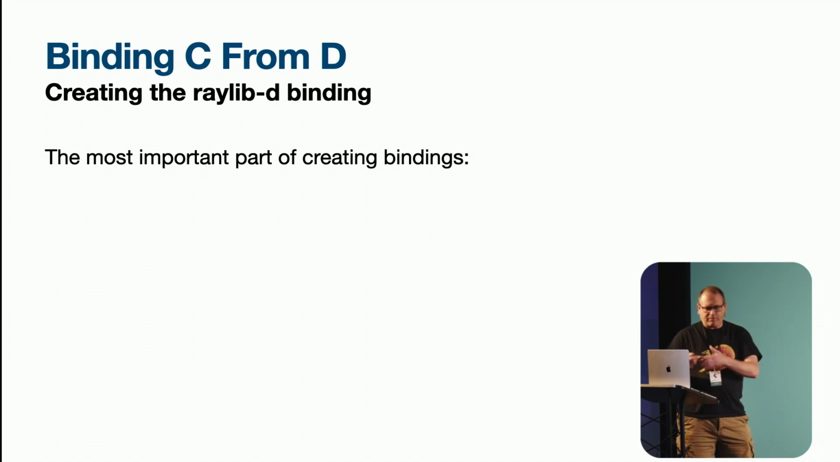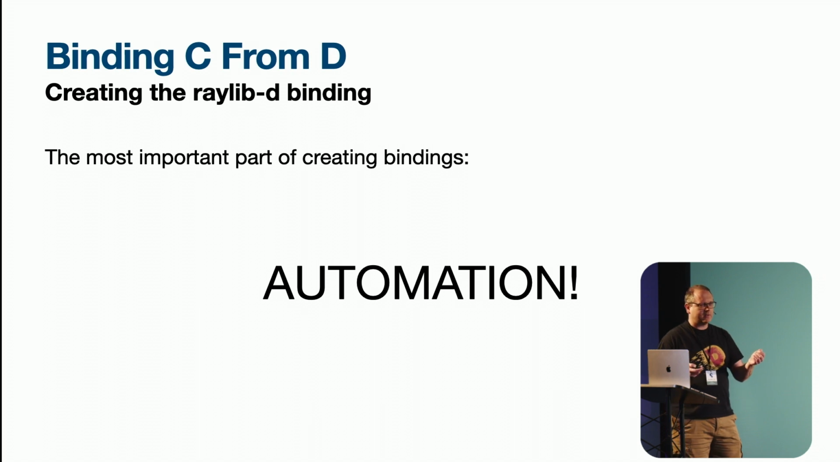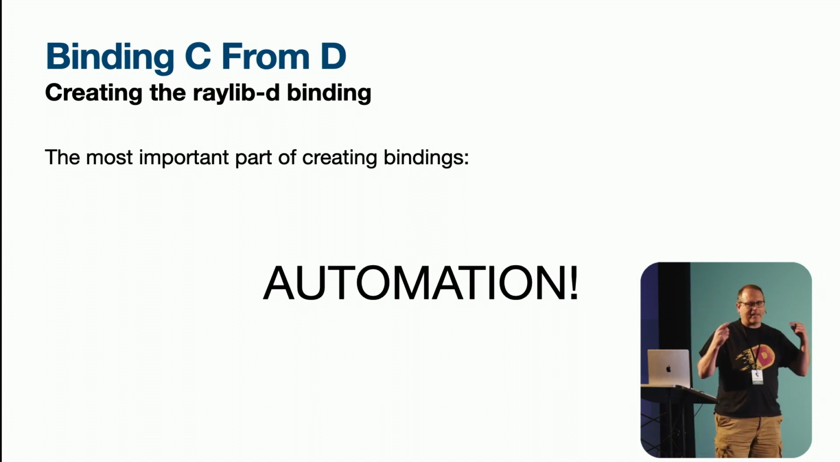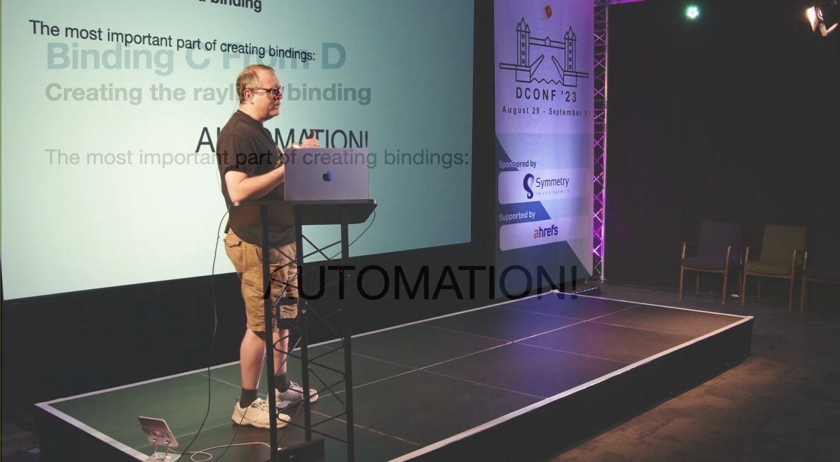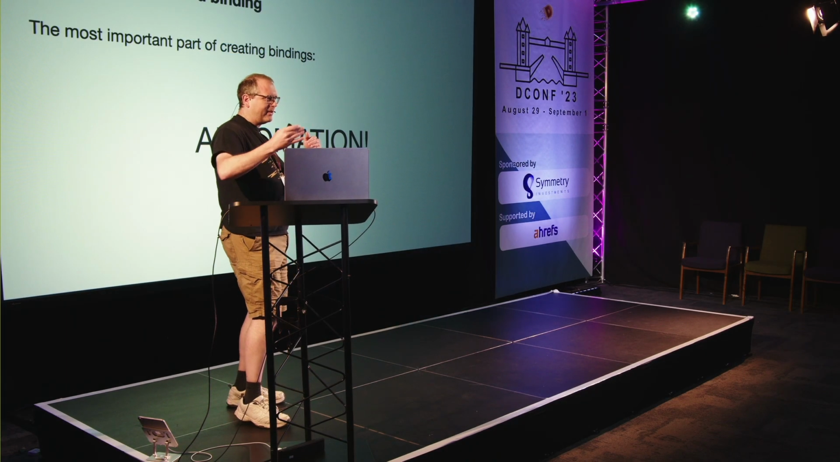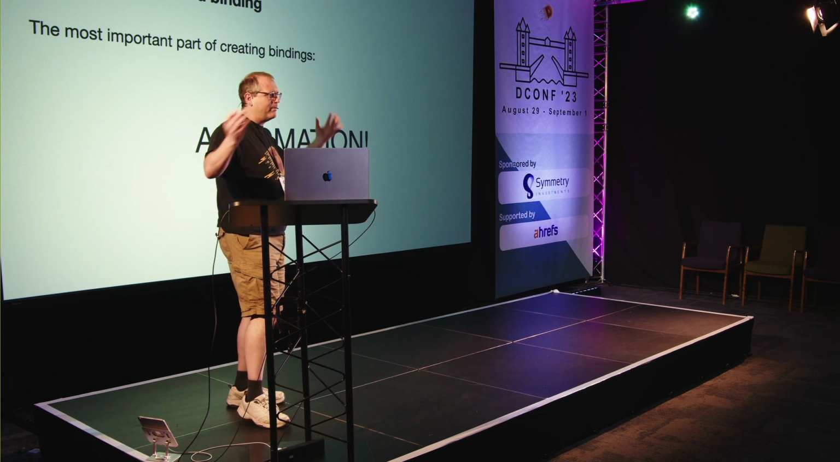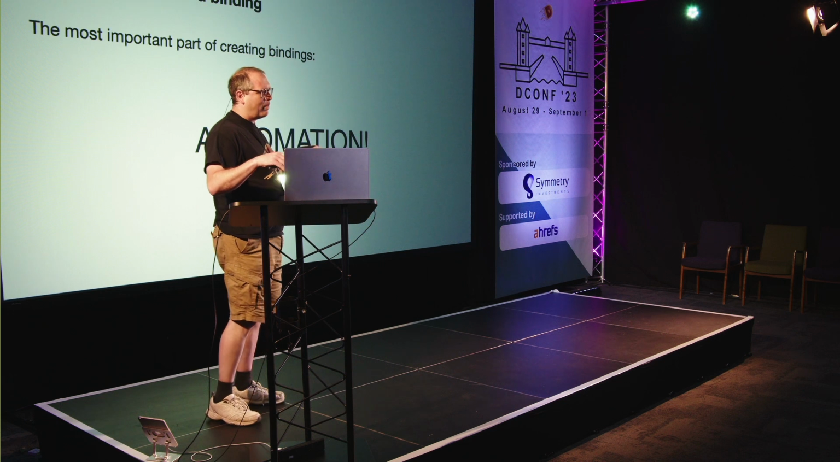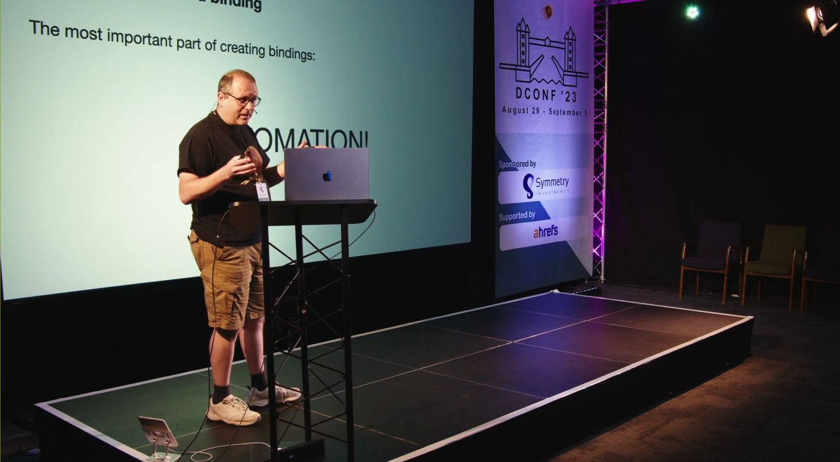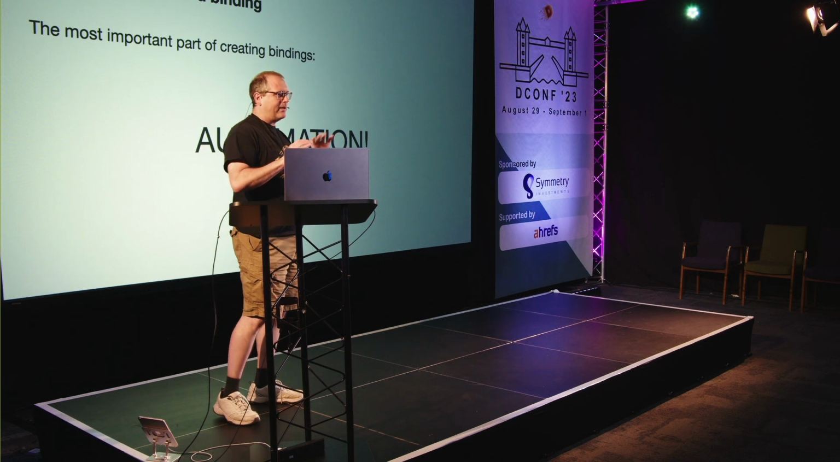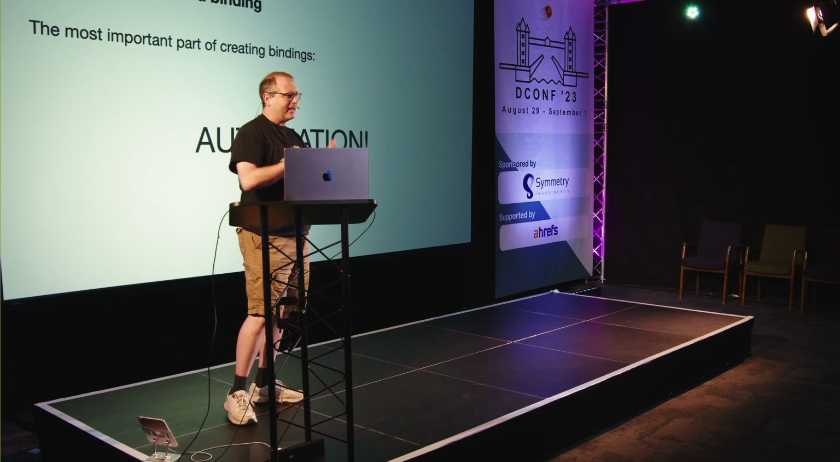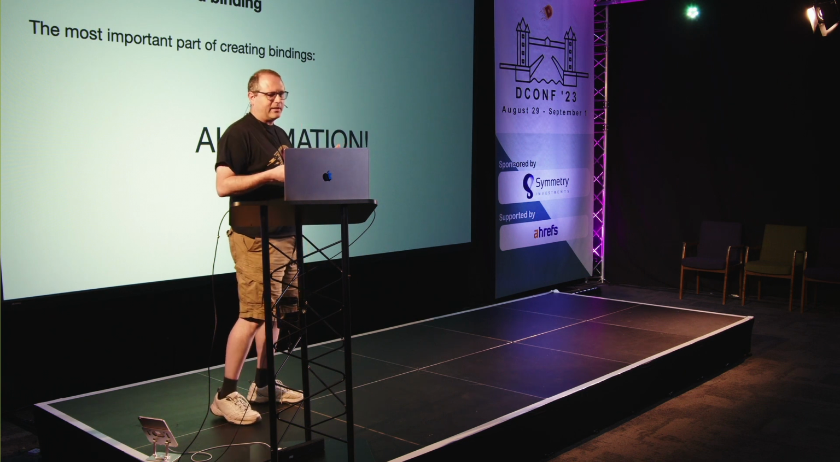So the most important thing about this is automation. We have to have automation because I don't have time every time Raylib comes out with a new version to go through and diff everything and make incremental changes or whatever. I just want to take what's there, go through my process. Maybe it's not all automated, but it's automated to the point where I don't have to do much, and I can go through the process without thinking.